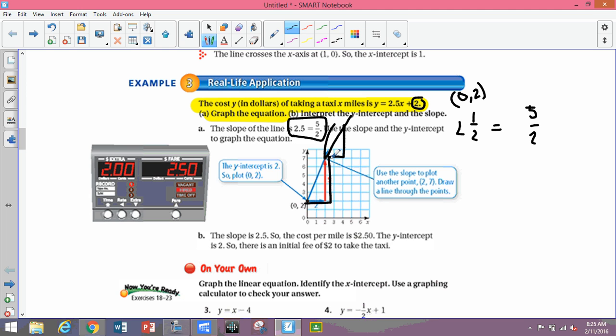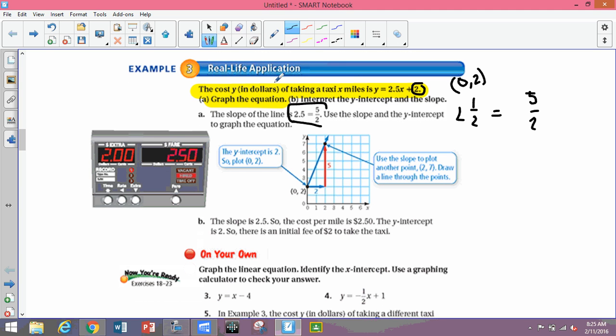Now again, I require 3 points. I know your book here is only doing 2, but I require you to do 3 to confirm your line, okay? All right, so now it's asking you to put this in the context of the problem.